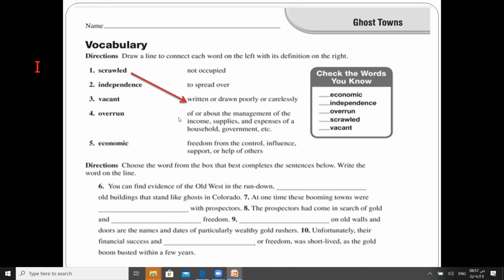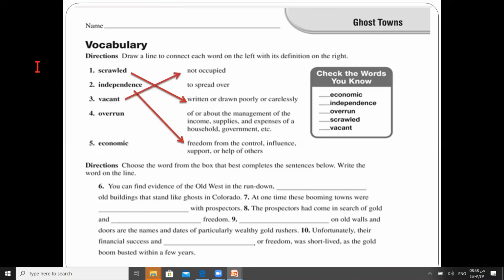Now, independence. What do I mean by independence? Class, page 362. Teacher. Yes, please tell me the correct answer. Freedom. Freedom from the control, influence, support, or help of others. Excellent. Now, vacant. Not occupied. Very good.